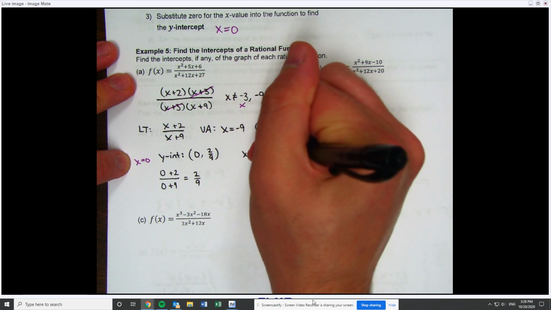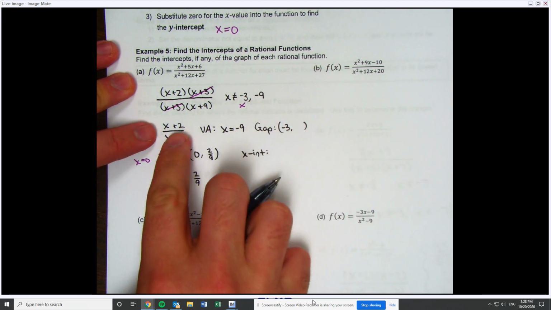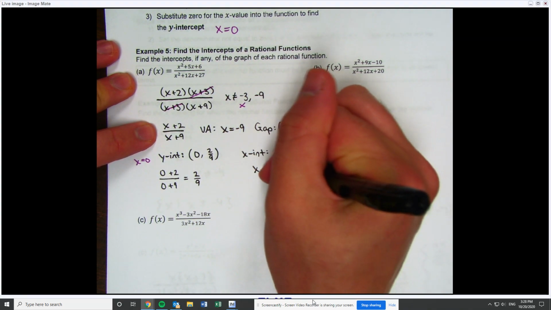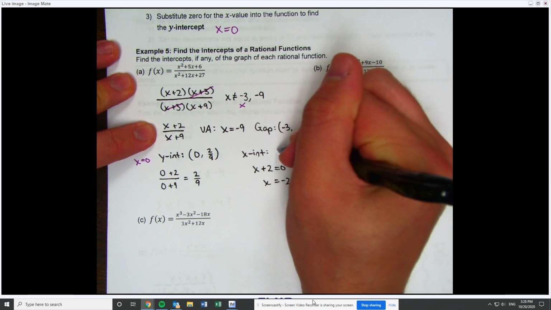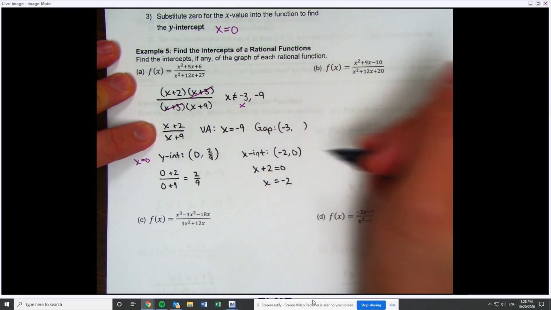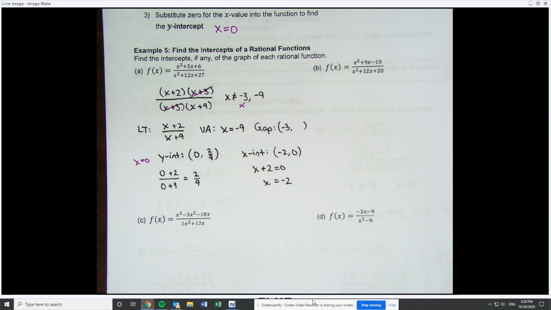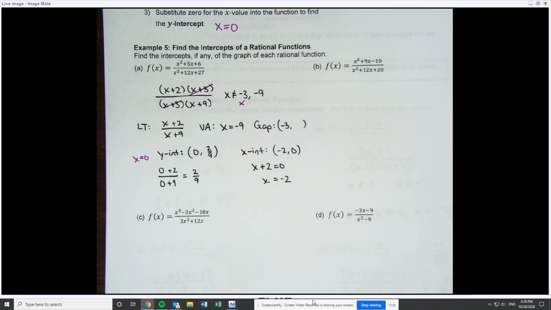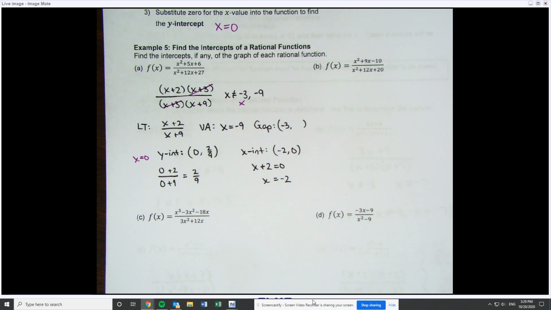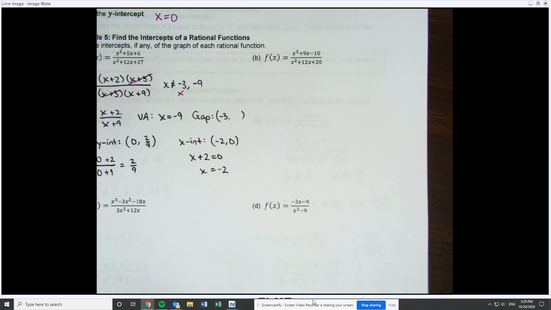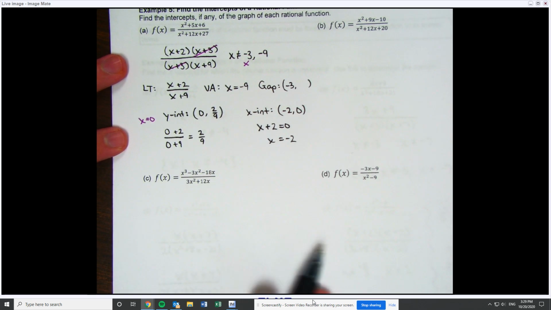Now, as far as the x-intercept goes, the x-intercept happens whenever the numerator of my lowest term is equal to 0. So x plus 2 equals 0. That gives me x equals negative 2. So my x-intercept, negative 2, comma, 0. And that's it. That's all you need for the intercepts. Y-intercept, substitute 0 in for x in the lowest terms. X-intercept, set the numerator of the lowest terms equal to 0 and solve. So that's it. All right, so now, if you're good after that one, don't leave the page. Definitely pay attention to C and D because there's something special for each one.